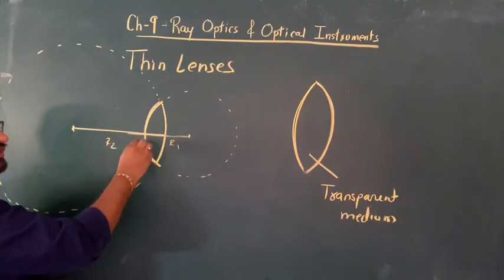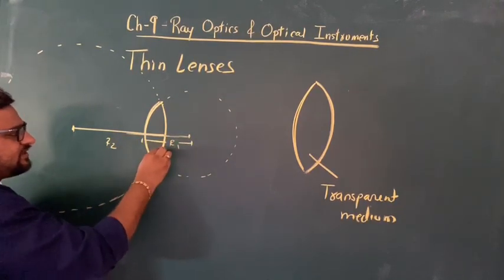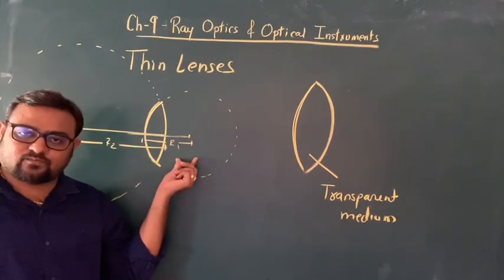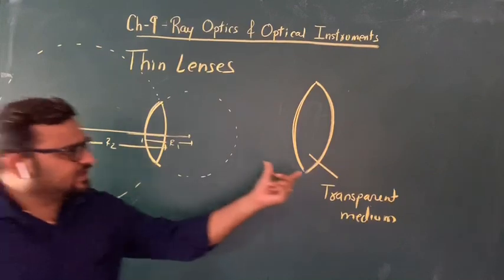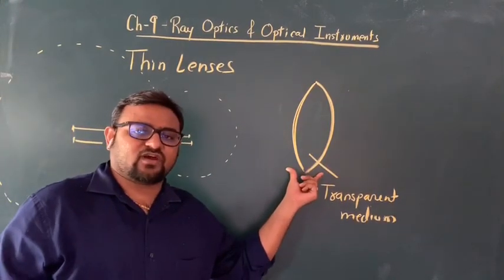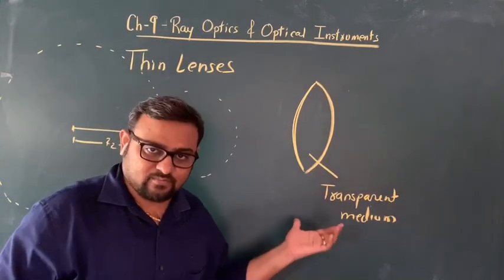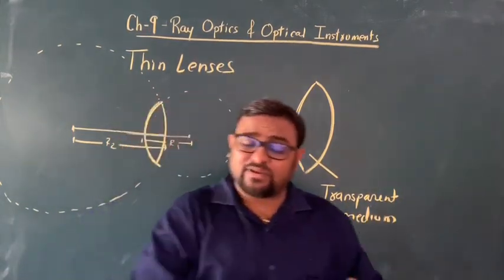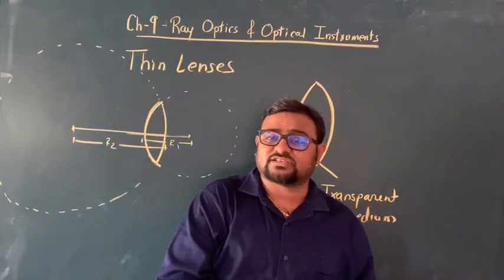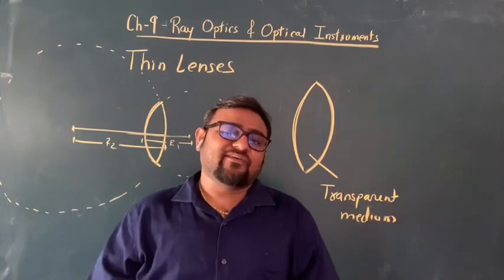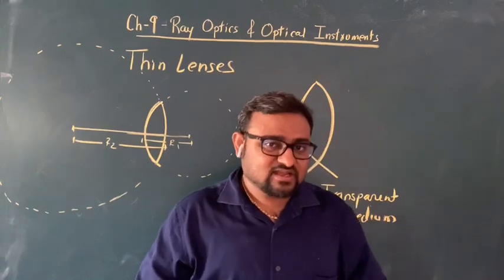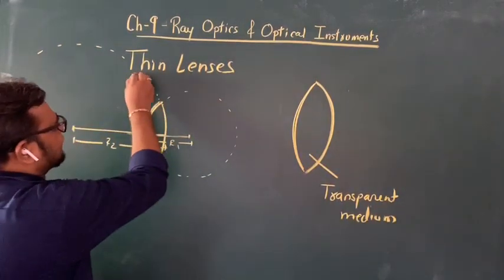You can see here that R2 is higher than R1. In this case, both radii of curvature seem to be the same, right? So the lens may have the same radii of curvature for both surfaces or different radii of curvature for the two surfaces.